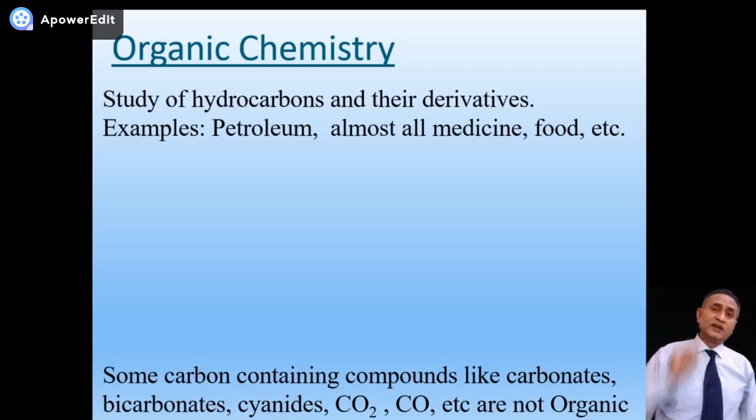Remember one thing, there are certain compounds, though they contain carbon, even then they are not included in organic chemistry. What are those compounds? Carbon dioxide, carbon monoxide, all carbonates, all bicarbonates, all cyanides. These are the compounds which are not included in organic chemistry. Why? Because in such compounds carbon is not linked with hydrogen, or you can say the properties of such compounds are different from those 9 million compounds which are included in organic chemistry. That is why they are not supposed to be part of organic chemistry or organic compounds, but of another branch.